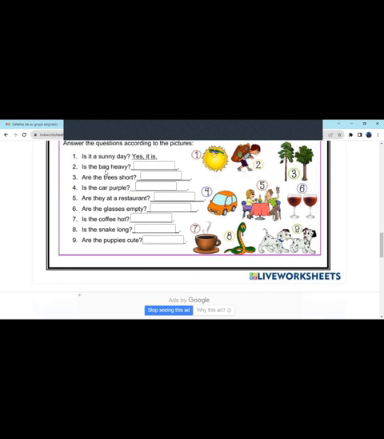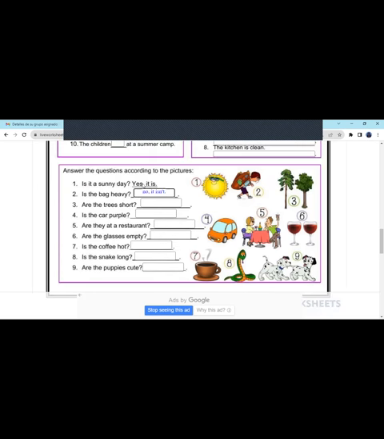Is the bag heavy? No, it isn't. Very good. No, it isn't. So just remember, you have to follow this order to complete the exercise.